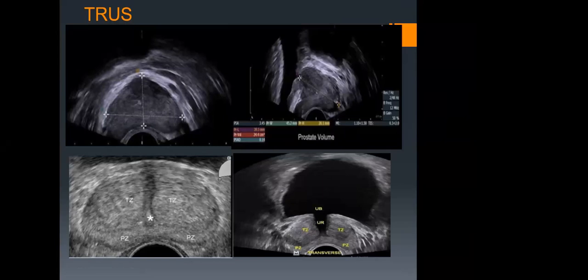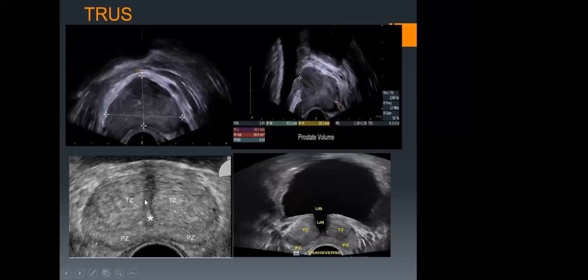So onion shape or ovoid, smooth capsule, homogeneous echotexture or echo pattern, and difficult to tell the zones. And then when we are measuring the size, please take note, this is how we take our measurements. This is the longitudinal measurement, and this is how we take the other parameters. And the volume, like we said, normally it's between 20 to 30.